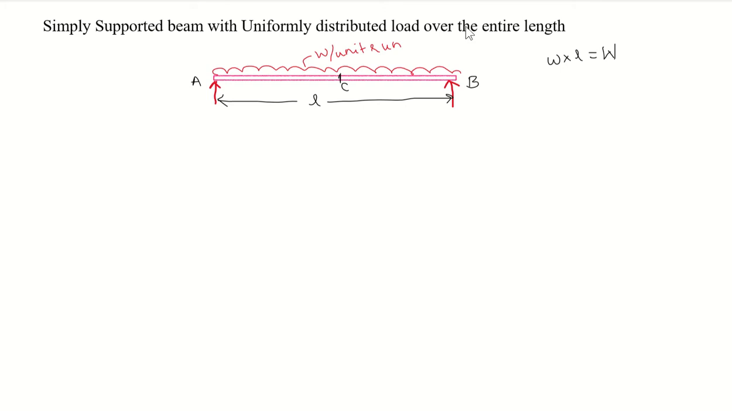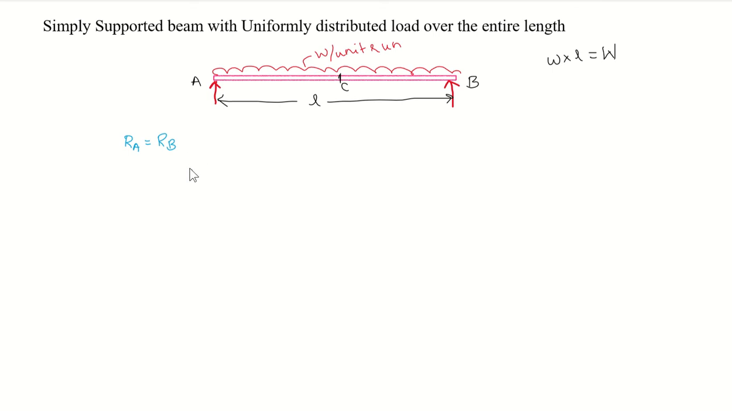Okay, as we have already discussed, these reactions will be shown by these two supports, because this is the simply supported beam sitting simply on two supports. Whatever the load carried by this beam will be shared by these two supports. So as you see, this is uniformly distributed load spreading over the entire length, and the reaction shown by A will be equal to the reaction shown by B, because they will share load equally, right?